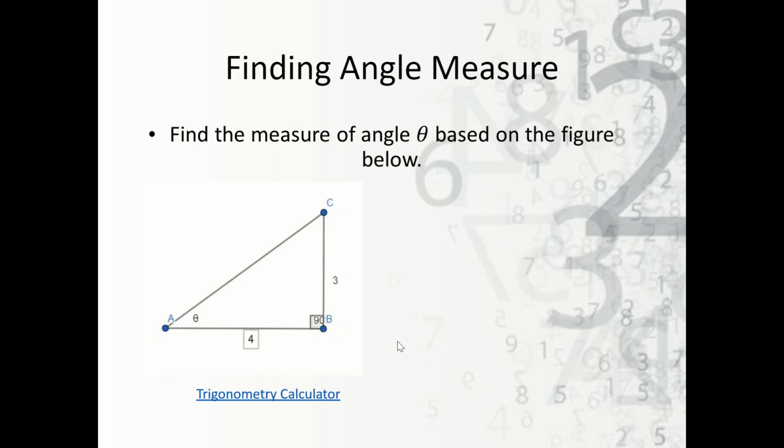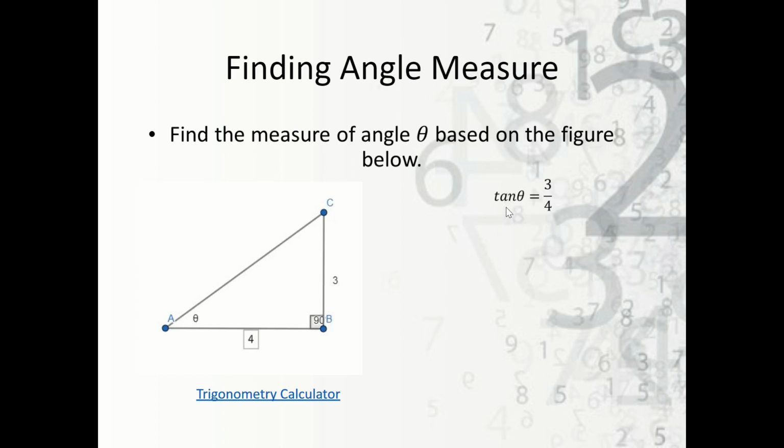One more example. We have theta here, and we have that this side is 3 and this side is 4. So now we're going to go ahead and solve for theta. Now we have our opposite and we have an adjacent side, so we know that in order to do this we need to use tangent. So it will be tangent theta is equal to 3/4.